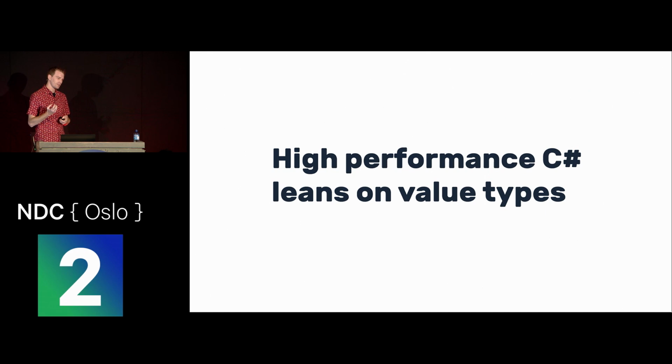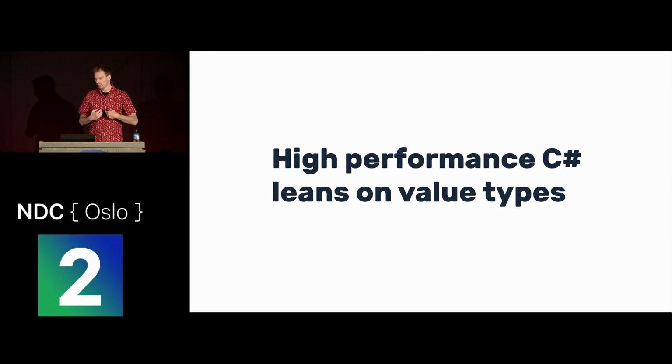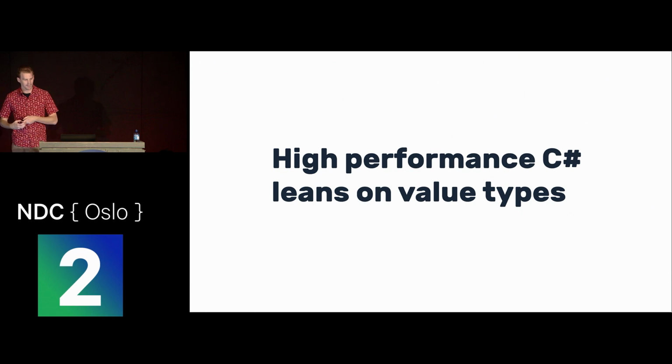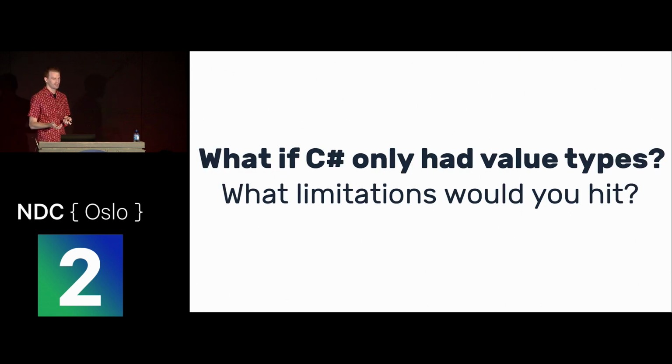So I mentioned that our storage engine sets the low watermark for our performance characteristics. In order to build high performance C# code, we need to limit GC work. Limiting GC work means relying on value types. As a bit of a thought exercise, let's pretend that C# only had value types. So exactly C# but no classes.